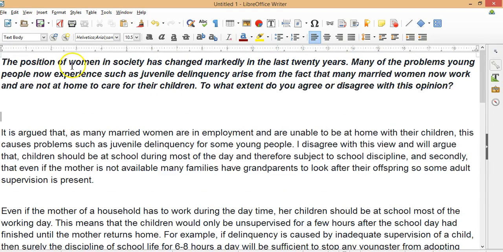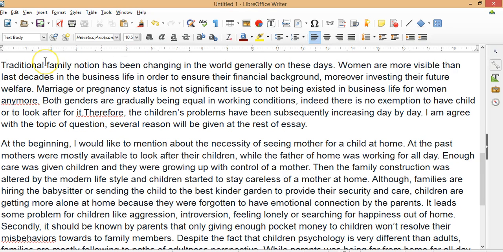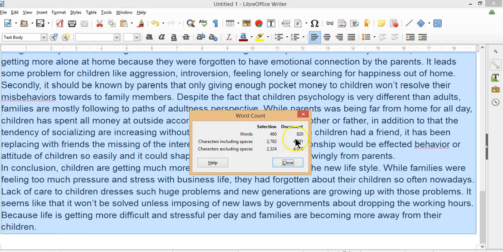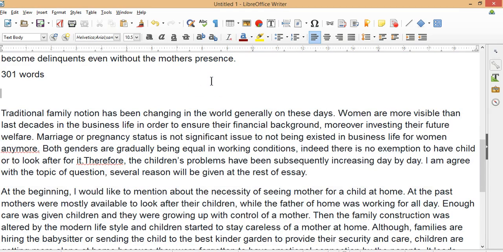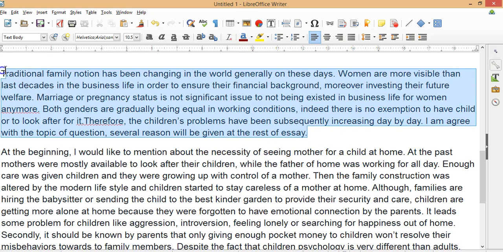So, to what extent do we agree, blah, blah, blah. So let's have a look at the introduction of the student essay. The traditional family notion has been, well, hang on, first, let me just, it seems a little bit long. 460 words, that's too long. It looked a little wordy. Most essays come in at about 300 words or just under. 460, that's a little bit long. And this introduction is far too long.